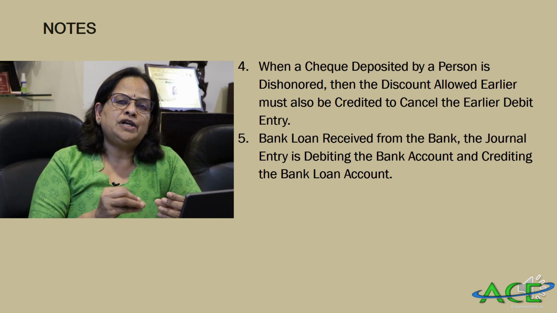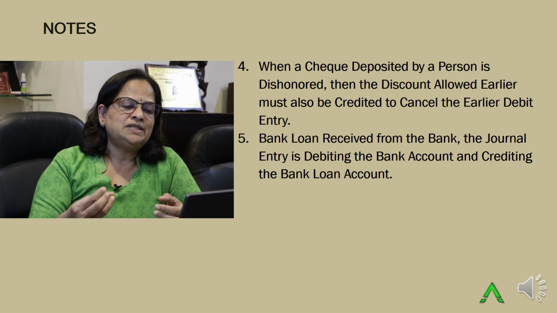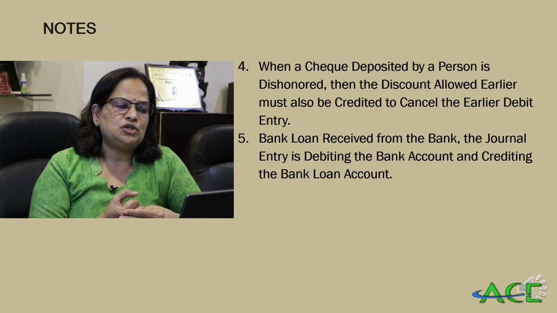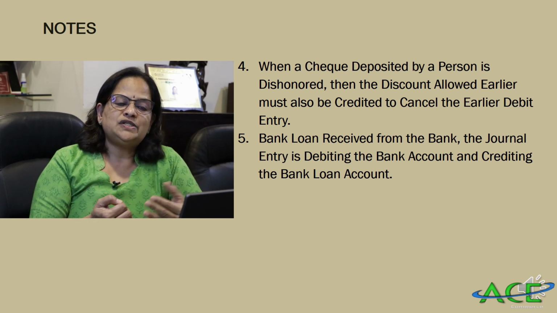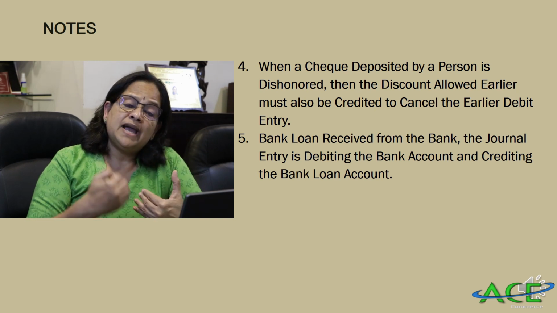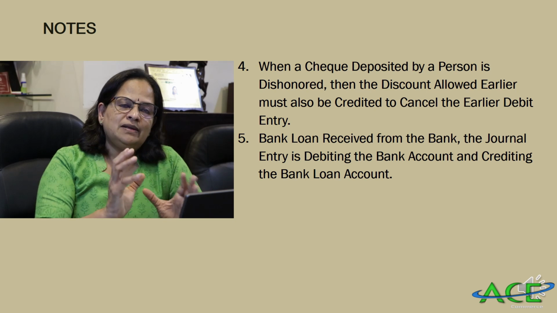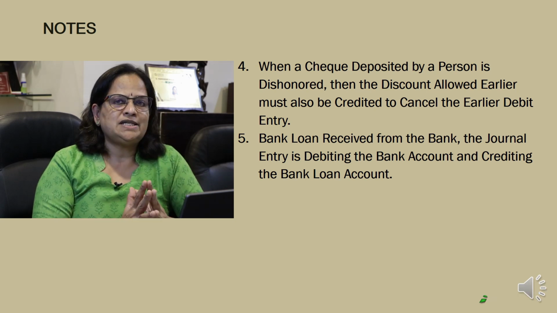Now when a check is deposited in the bank, we are considering it as cash received. If it's dishonored, we will reverse the entry. We have seen that in the journal entry also. Next is bank loan received from the bank. The journal entry is debiting bank account and crediting bank loan account. So these are the points you have to remember, and we have already journalized all the transactions.